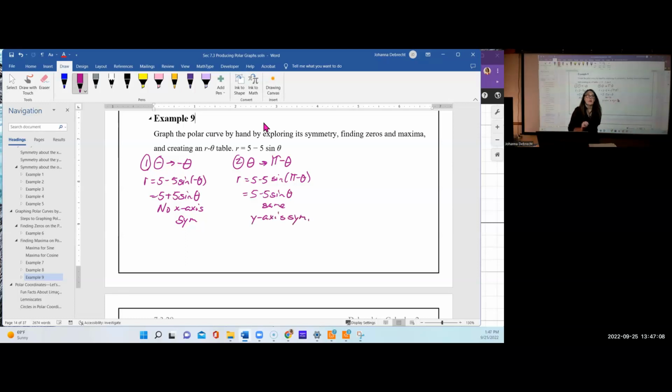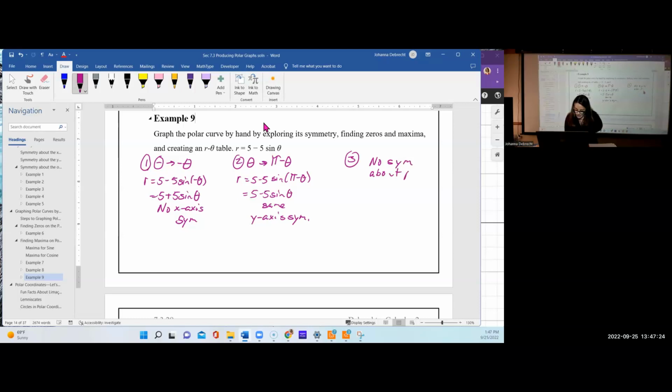Now, because we have no x-axis symmetry and we do have y-axis symmetry, we can't have symmetry about the pole, because we either have 0 types, 1 type, or all 3. So we have no symmetry about the pole.